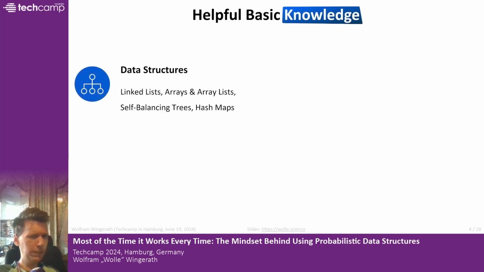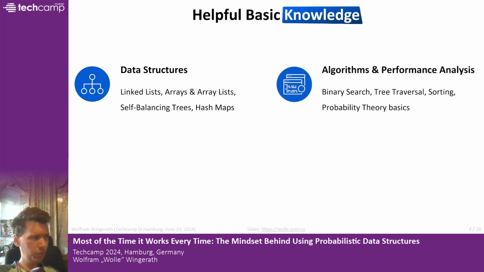So I don't assume much prior knowledge, I think, but I'm also not sure. So here's a list of stuff that helps you if you have heard it already. If you have a rough understanding of data structures from basic programming courses, that's helpful. Like the basic list types, for example, or what a hash map is, that there are things like self-balancing trees and so on.